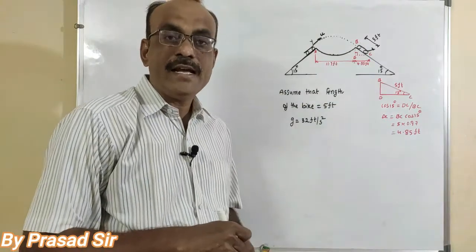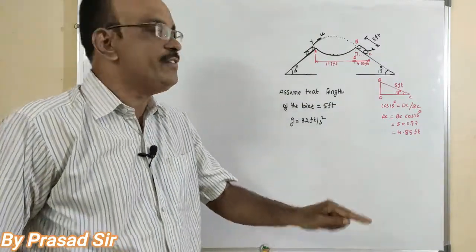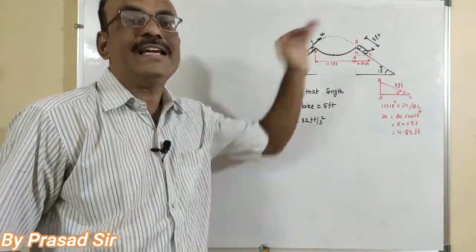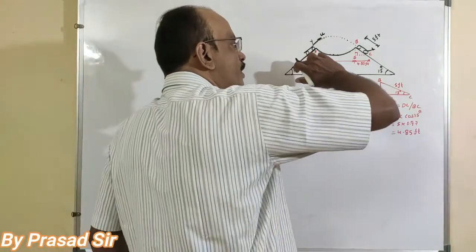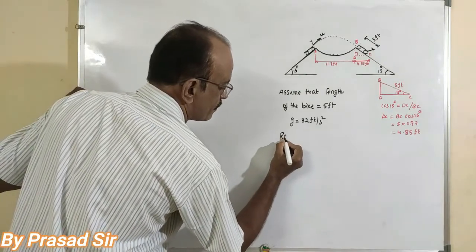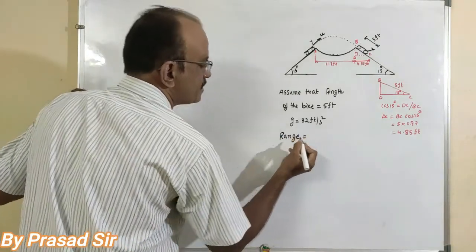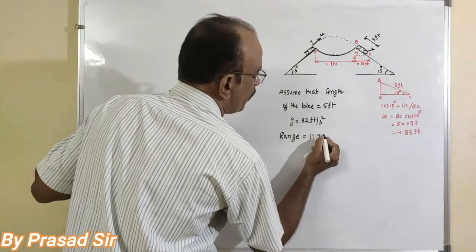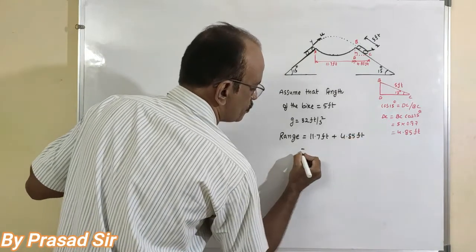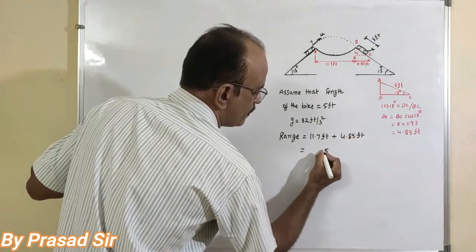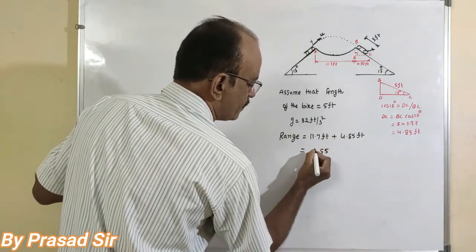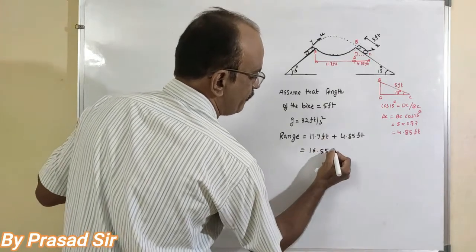But with how much velocity does the motorbike take to cross the ditch? To calculate the velocity, first of all, how much distance it has traveled? That distance is nothing but the range. So the range is equal to 11.7 feet plus 4.85 feet. On addition of this, 7 plus 8 is 15, 6 here plus 1, 16.55 feet.